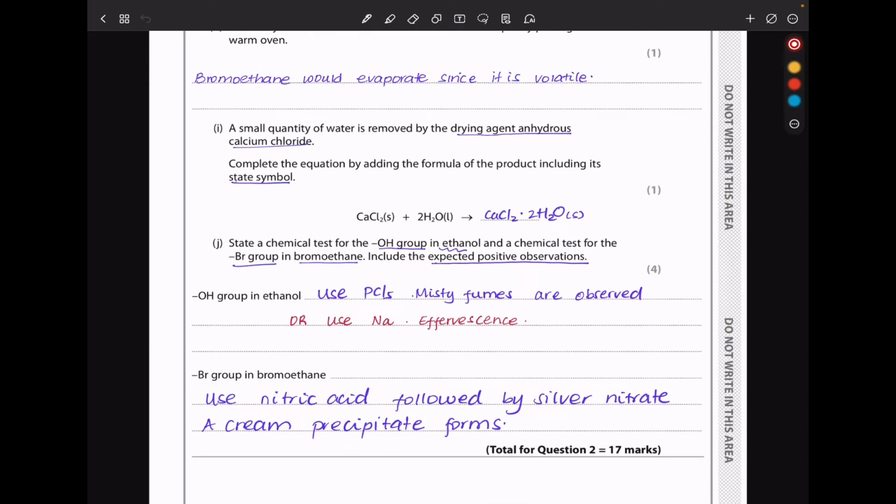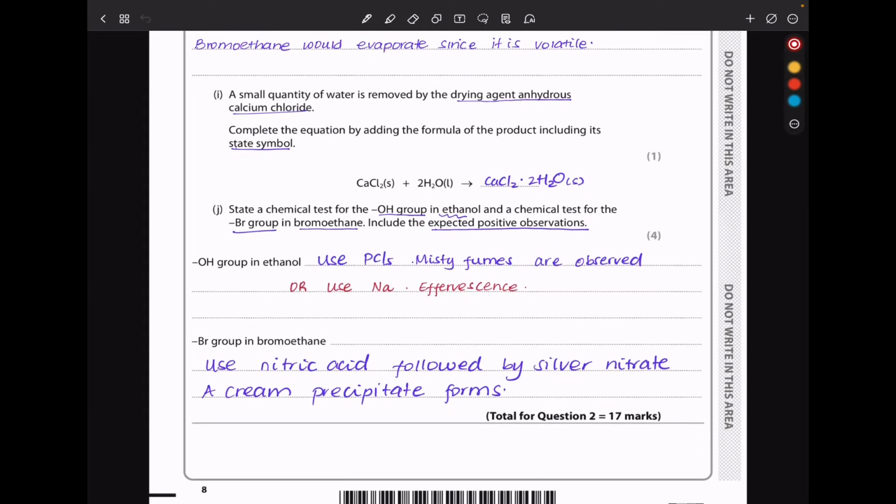And in part J, they say state a chemical test for the OH group in ethanol and a chemical test for the Br group in bromoethane. They want you to include the expected positive observations. For the OH group in ethanol, we can use PCl5 and misty fumes are going to be observed, or you could use sodium and effervescence will be observed. This effervescence is due to hydrogen gas, and these misty fumes are due to hydrogen chloride gas.